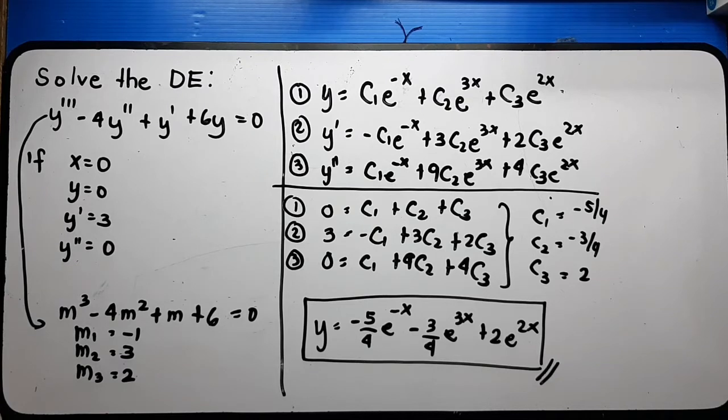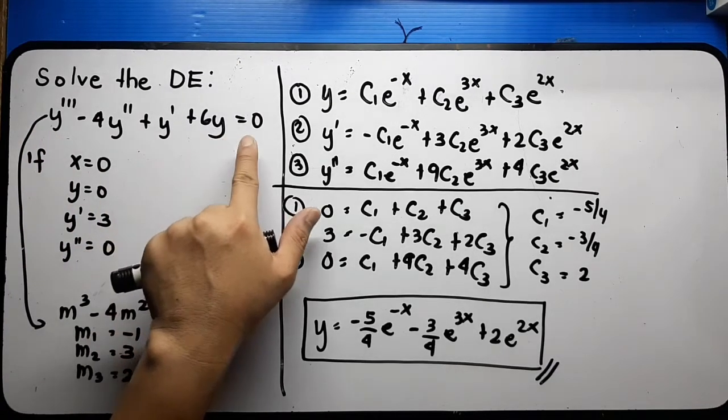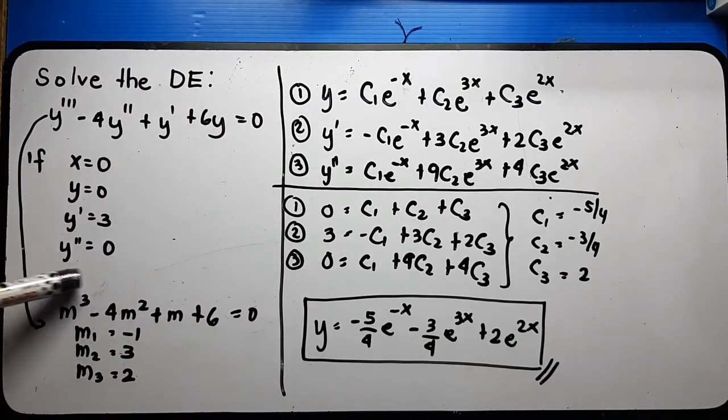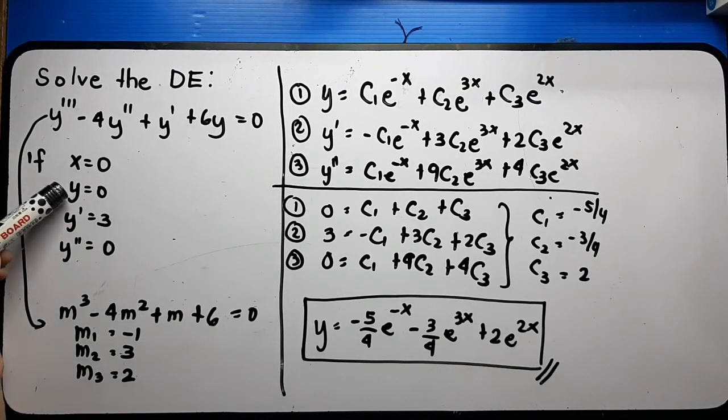Okay, consider the second example. This is in third order DE. So this is the given problem. Solve the DE of y triple prime minus 4y double prime plus y prime plus 6y equals 0. With these conditions, x equals 0, y equals 0, y prime equals 3, and y double prime equals 0.